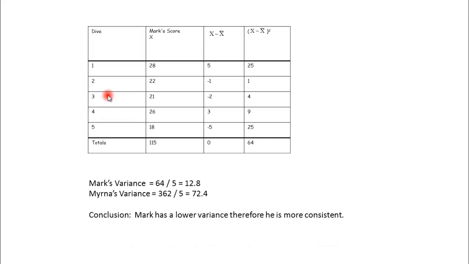I think this is a worked-out calculation. As I said, for Mark and Myrna, Mark has a variance of 12.8, but Myrna has a variance of 72.4. So the conclusion: Mark has the lowest variance, therefore he's more consistent.